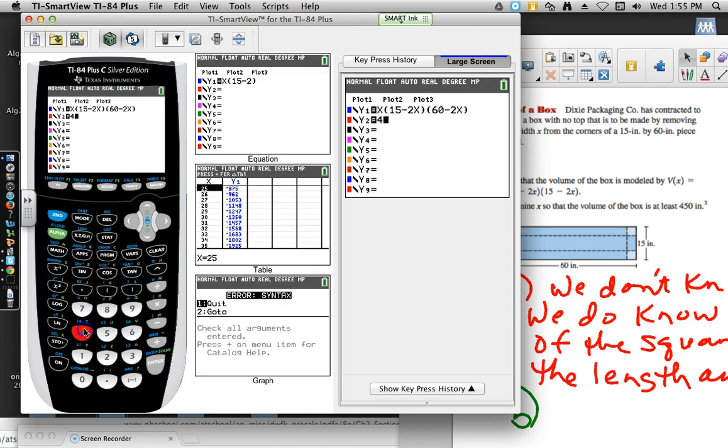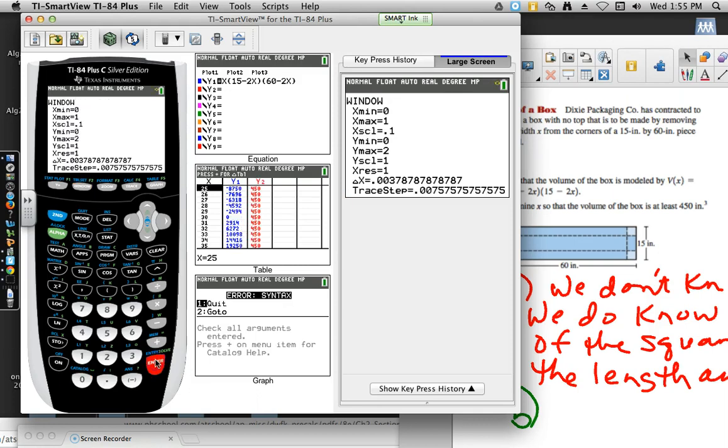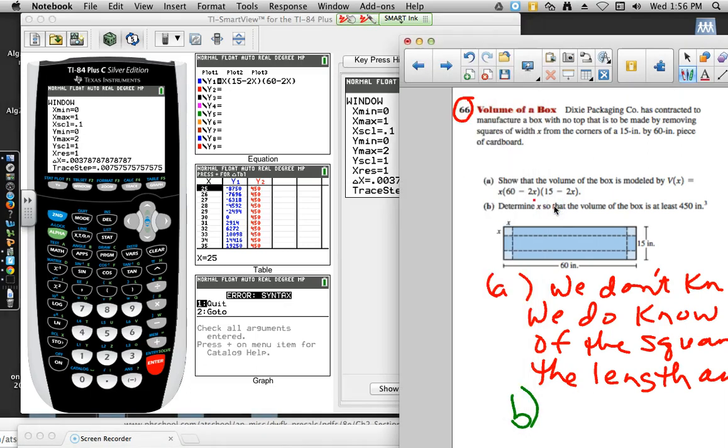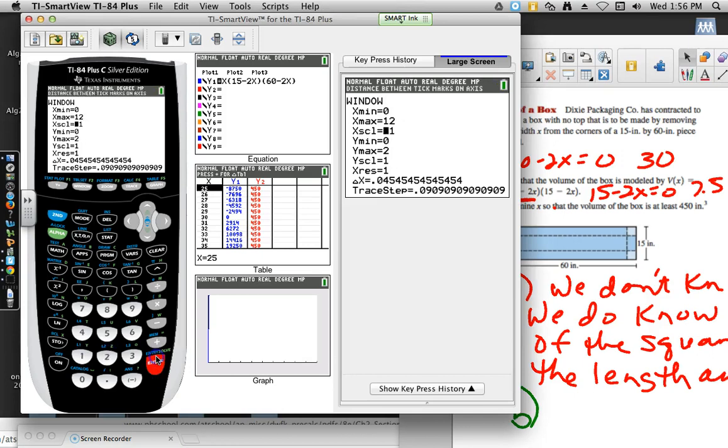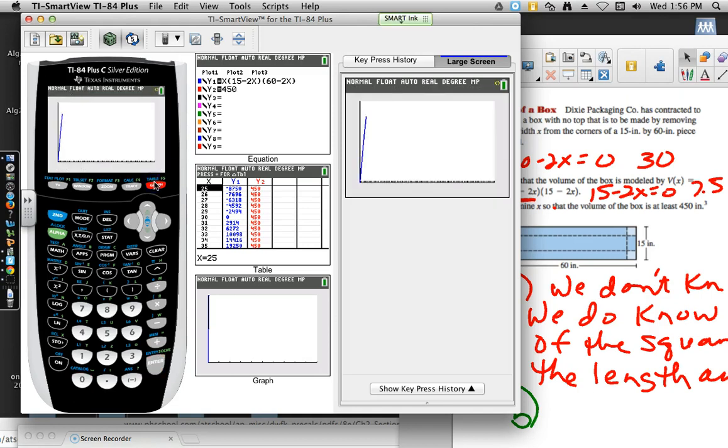And we want to know about that 450 cutoff. So let's go into the window. And as we look at this, we obviously don't want to have a dimension that's negative. So we come back over to these two and we say, all right, well, if 60 minus 2x is supposed to equal 0, then that would give us 30 as a cutoff. If 15 minus 2x equals 0, well, that's only 7.5. So our x's, maybe if we go from 0 to 12, will certainly see everything that we want to see. And then the volume that they wanted us to look at, we want to go higher than that because remember, we're trying to figure out when is it at least that volume. So it's that volume or higher. And let's hit graph.